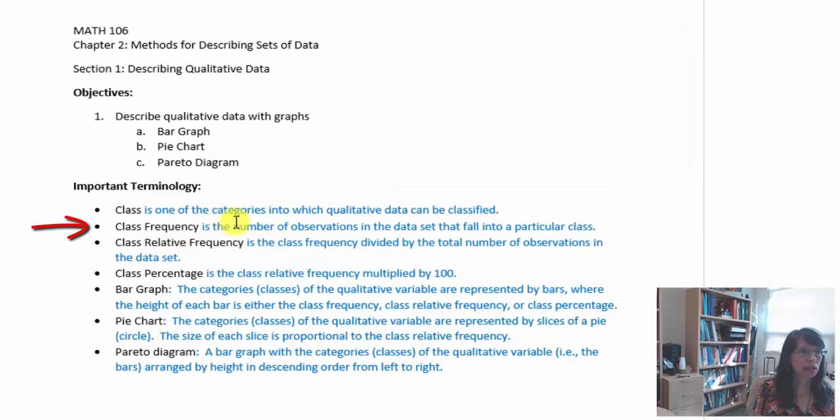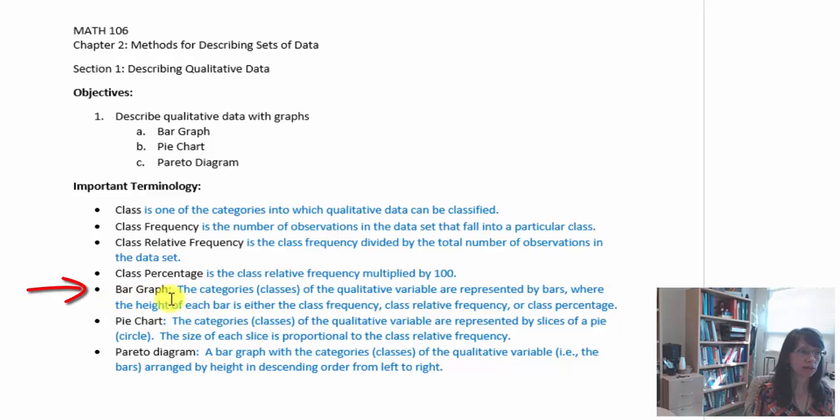The class frequency is the number of observations in the data set that fall into a particular class. So the class relative frequency then is the class frequency divided by the total number of observations in the data set. In some of our data today, we're going to be given a table perhaps, or just a list of numbers, and we'll talk about how to calculate class frequency, class relative frequency, and also class percentage. Once we know the relative frequency, we simply multiply by 100 and that will tell us the class percentage.